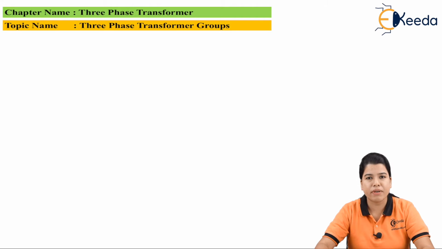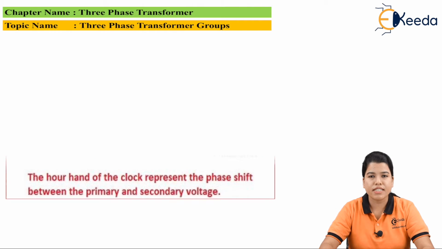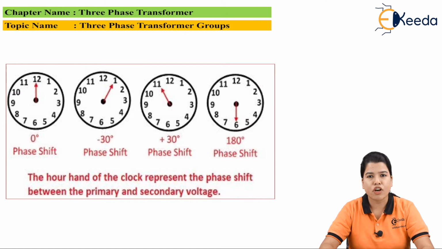Now instead of expressing the phase displacement in the degrees, it can be better explained in terms of the clock. For this, it is assumed that the voltage of the HV winding is the minute hand of the clock, whereas the voltage of the LV winding is the hour hand of the clock. Now let us see the diagram. The diagram represents the hour hand and the minute hand representation of the phasor voltages.